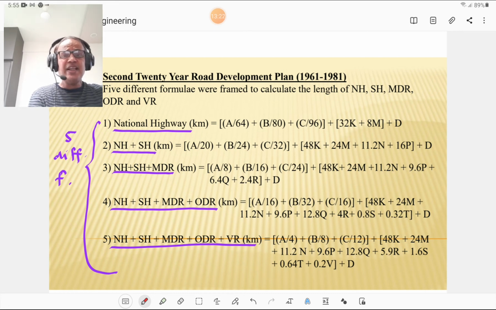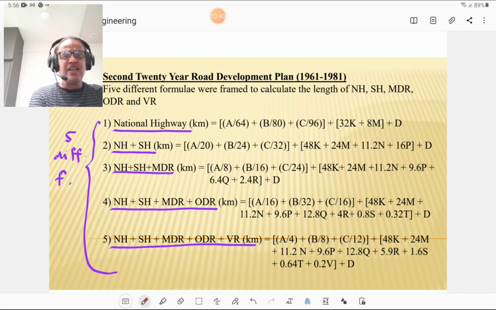Second, the NH plus SH in kilometer is A by 20 plus B by 24 plus C by 32 plus bracket 48K plus 24M plus 11.2N plus 16P bracket complete plus D. That is the length for national highway plus state highway in kilometer.